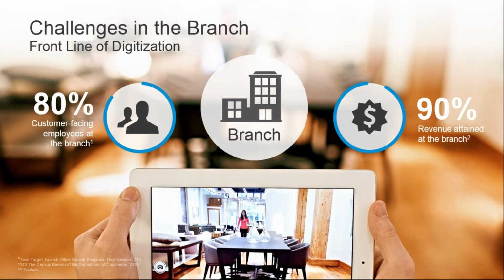Because the branch is customer facing, we also need to talk about the challenges the branch faces and how they are placing pressure on the wide area network. I'm still going to talk a bit more about that, and then the challenges customers experience today as well.